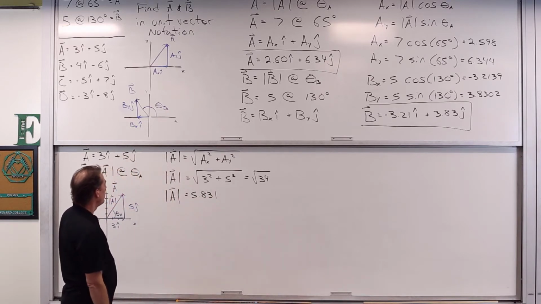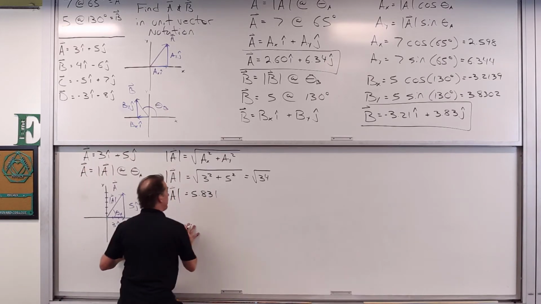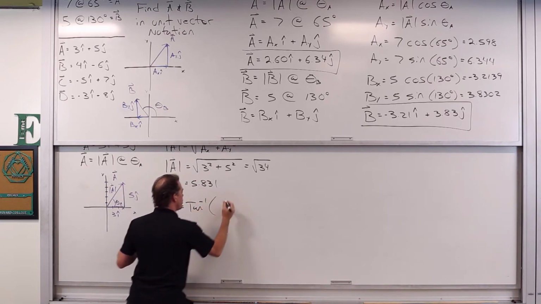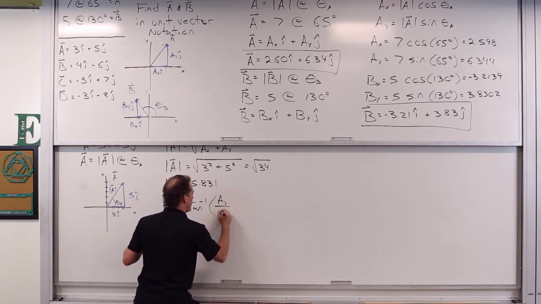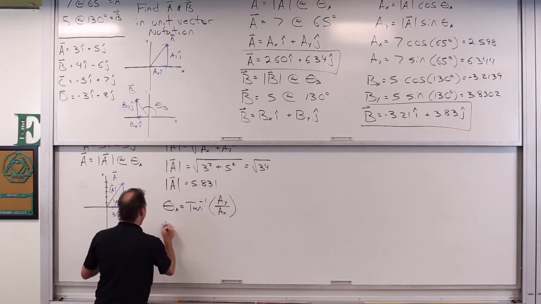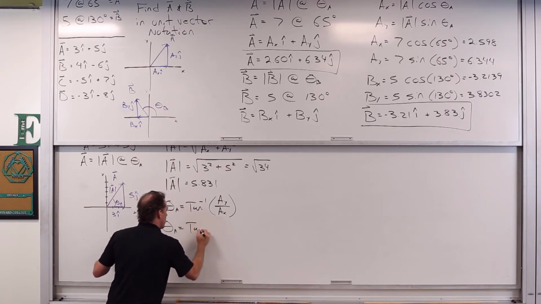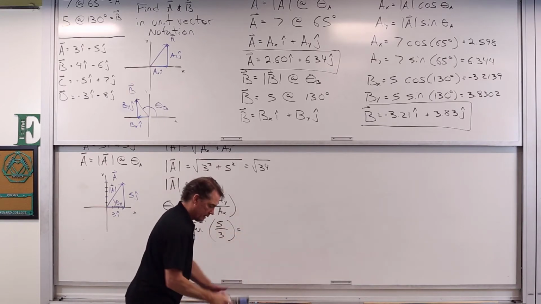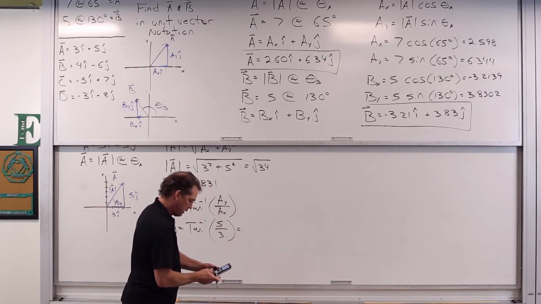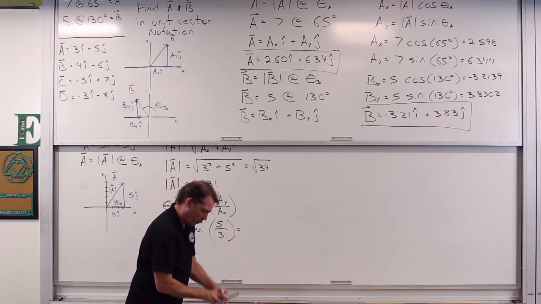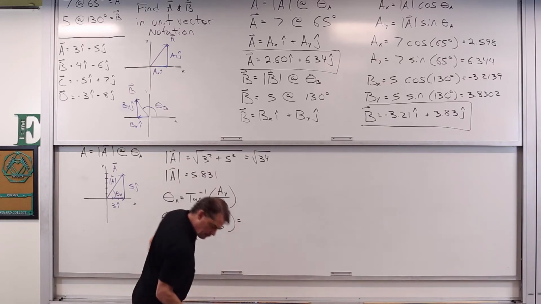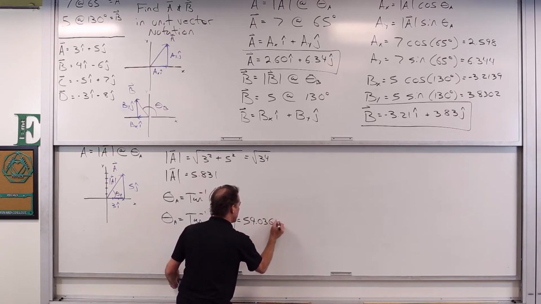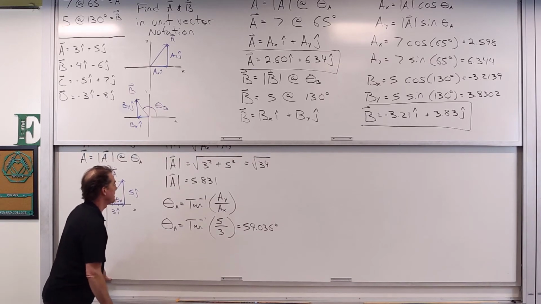5.831 is the total magnitude of this vector, and then we've got theta sub a is gotten by the arctangent of a sub y, the y component, over a sub x, the x component, which then gives us arctangent of 5 divided by 3, which is 59.036 degrees.